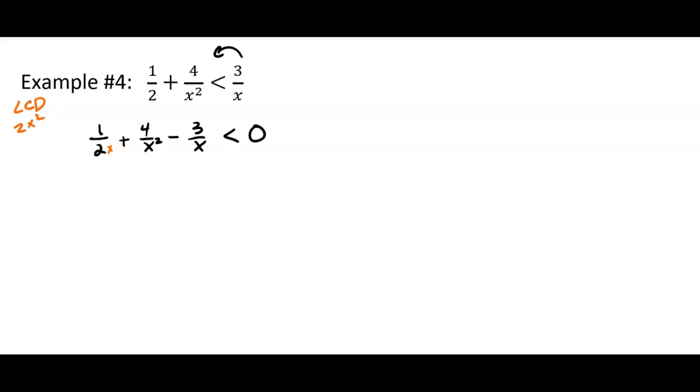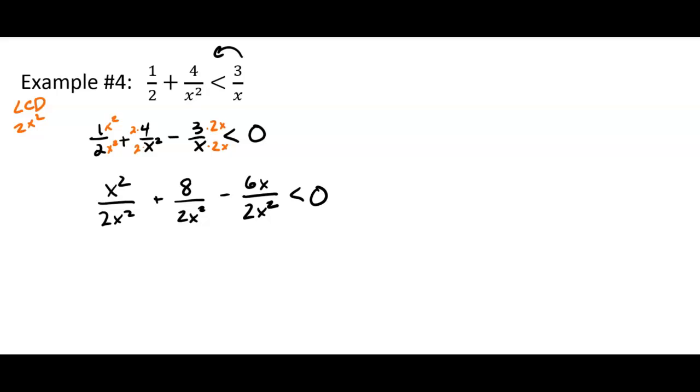So I'll multiply by x squared here. I'll multiply by 2 here. And then I'll have to multiply by 2x here. And then that'll get them all to have the same denominator. So I'll have x squared over 2x squared plus 8 over 2x squared minus 6x over 2x squared, and I want that to be less than 0. So then I'm going to have in the numerator x squared plus 8 minus 6x over 2x squared.